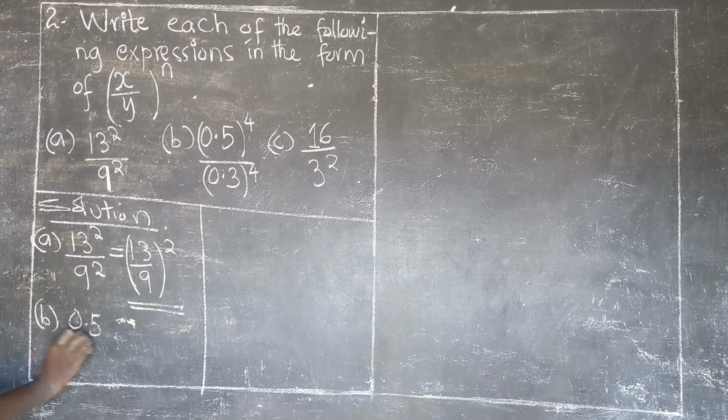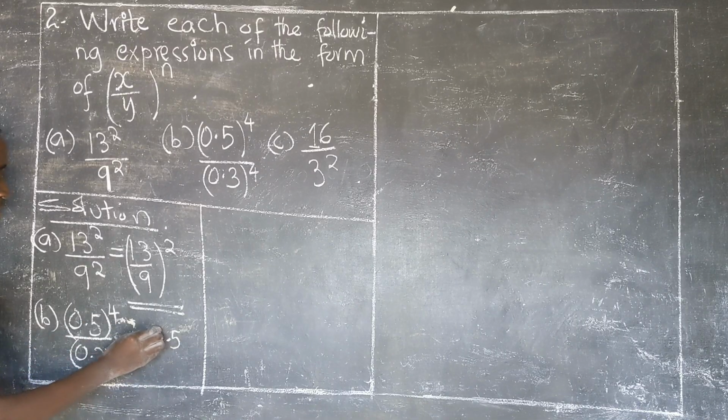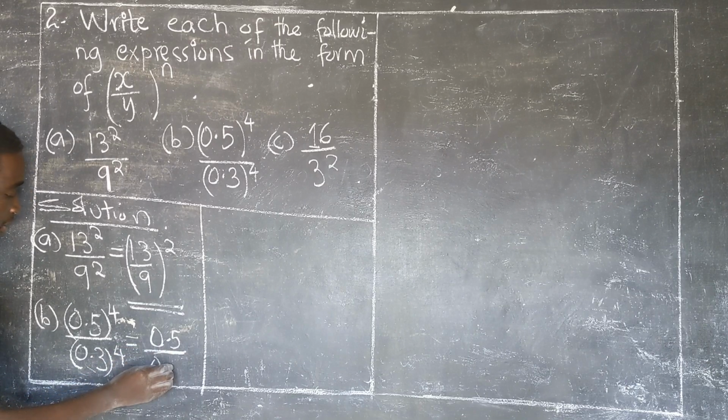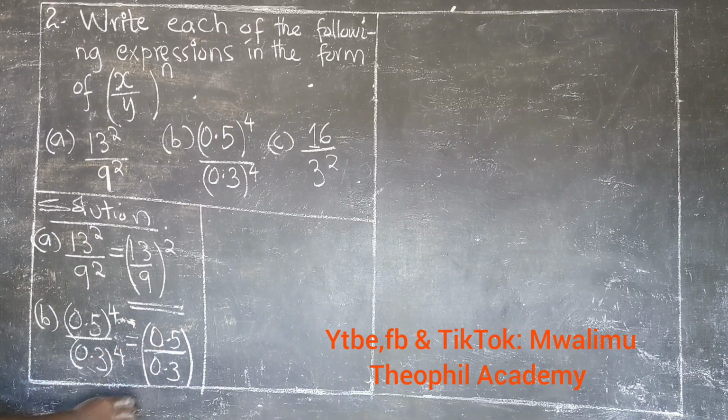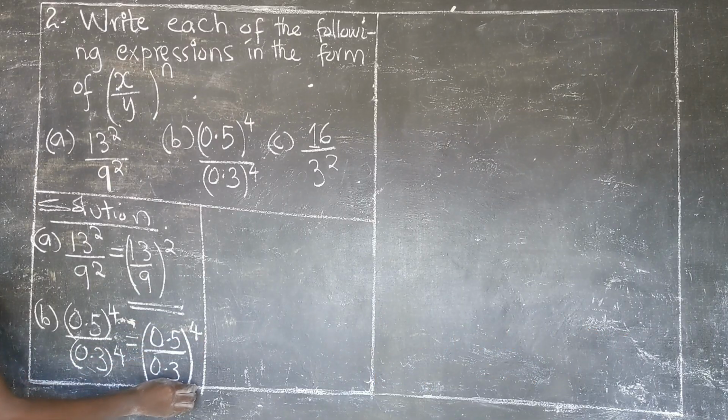In B, we are given 0.5 to the power 4 divided by 0.3 to the power 4. As both are raised to the same exponent, the answer will be equal to: you take the first one, divide it by the second one, then you put brackets and raise to the exponent, expressing them under the same exponent.